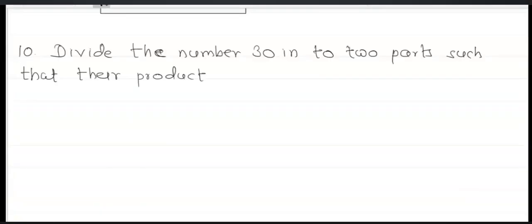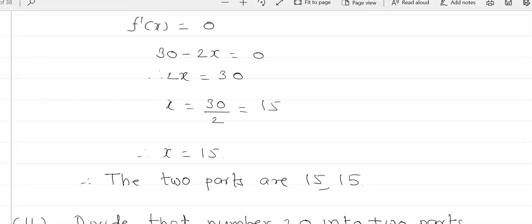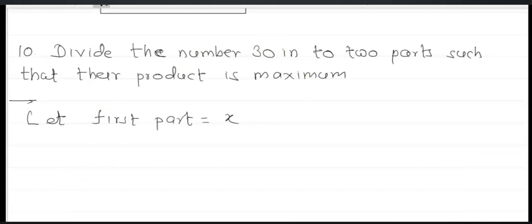Divide the number 30 into two parts such that their product is maximum. Let the first part be equal to x. Now again I will start. Divide the number 30 into two parts such that their product is maximum. Let the first part be equal to x. Second part is equal to 30 minus x.